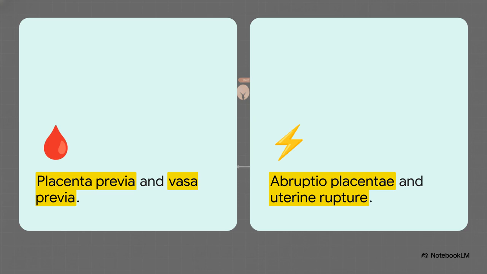Bucket 2, painful bleeding, which includes abruptio placentae and uterine rupture. This simple binary question of does it hurt is a massive shortcut that will essentially solve the clinical vignette for you right away. Let's quickly break down each of these 4 critical diagnoses.